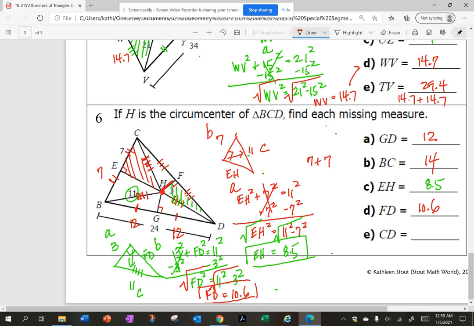Okay, and last question, C to D. So we said F to D is 10.6. So C to F is also 10.6. So this is going to be 10.6 plus 10.6, which is 21.2. Okay.